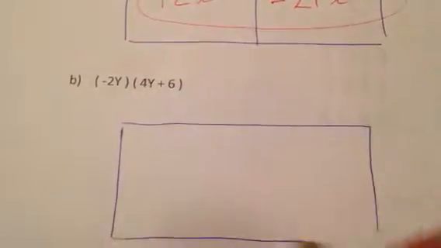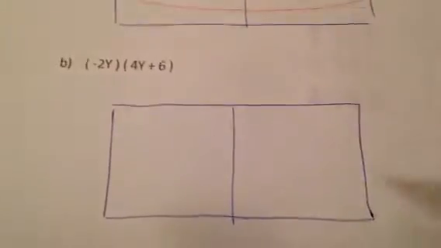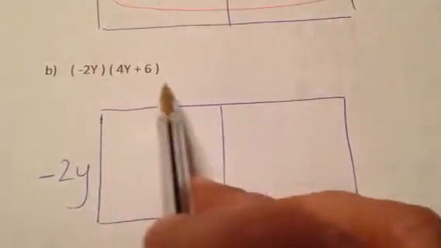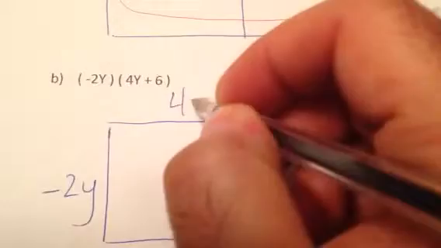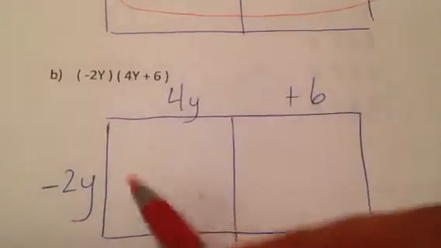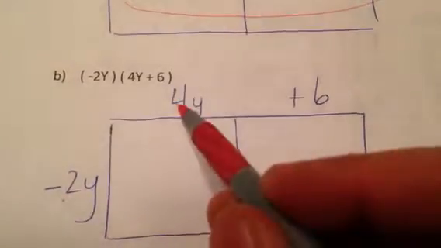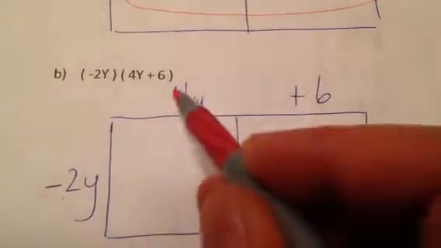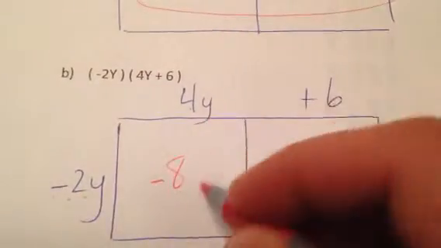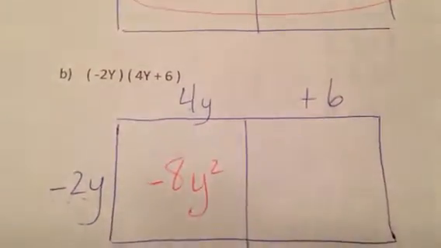Okay? And over here, for the box method, or simplified area, we draw our box the same way, line down the middle. We put negative 2y along the side and the 4y plus 6 along the top, the 4y here, positive 6 right here. So in this box, we multiply negative 2y times 4y, multiplying the coefficients, those numbers. That's negative 8. Y times y, y to the power of 2.